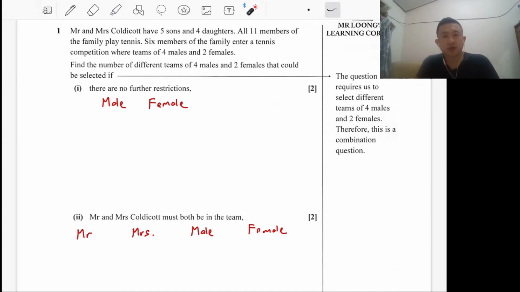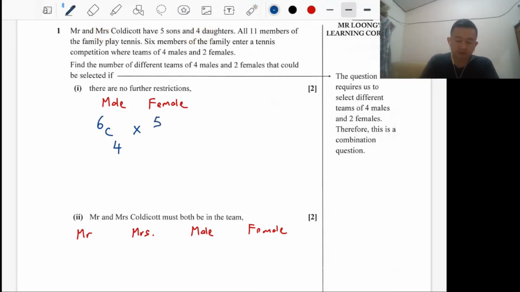When there are no further restrictions, we go by category of gender, male and female, since we need 4 male and 2 female. So if we need 4 male, how many males do we have in total? That will be 5 plus 1, 6. Out of 6, we need 4, and 4 plus 1, out of 5 female, we need just 2. So 5C2. So that's the working step.